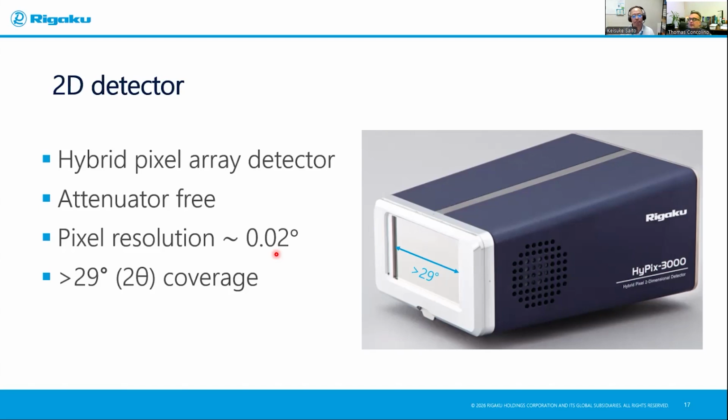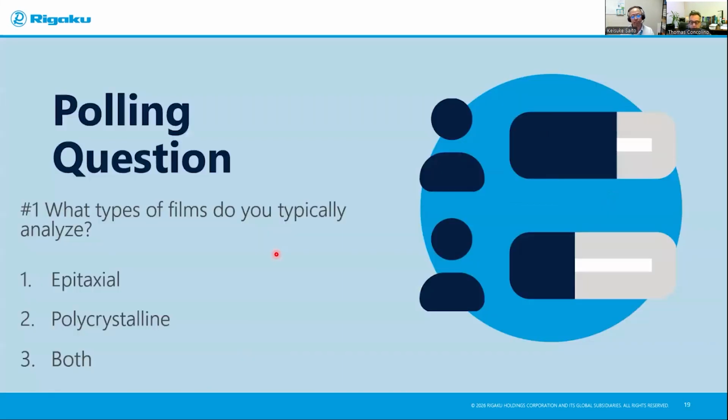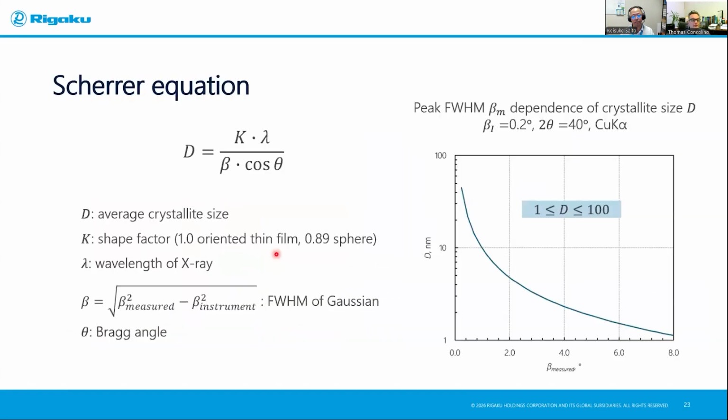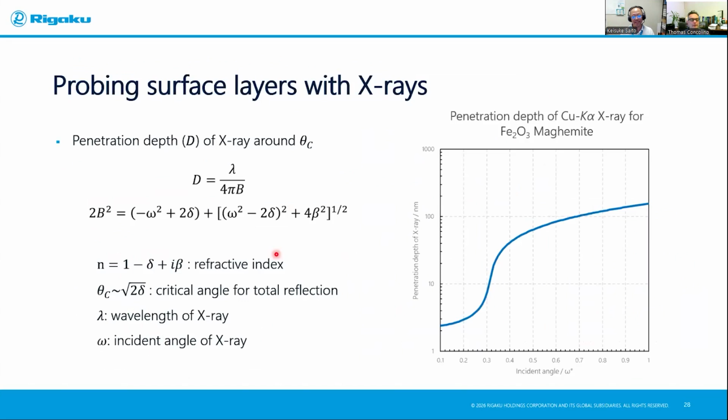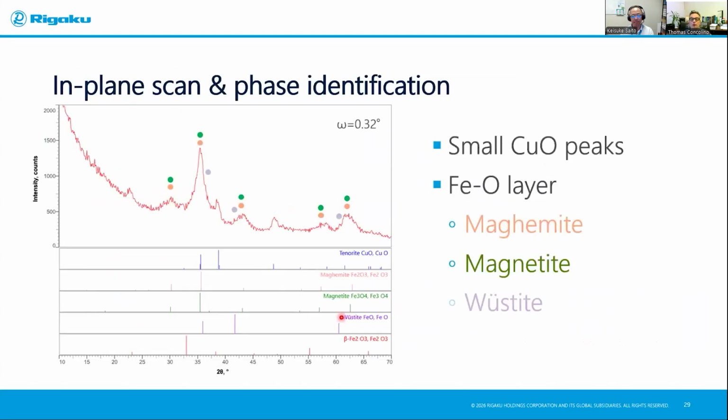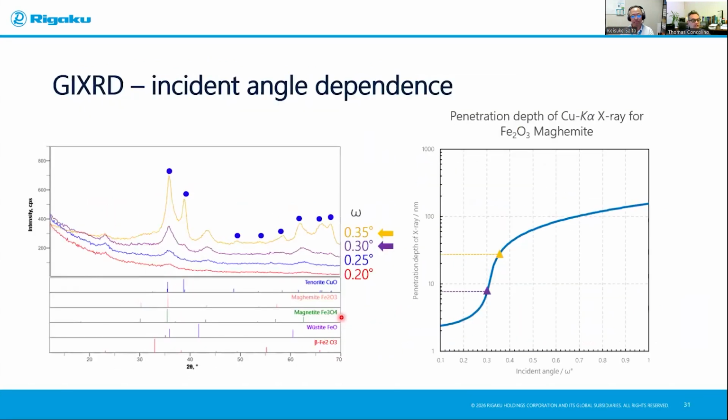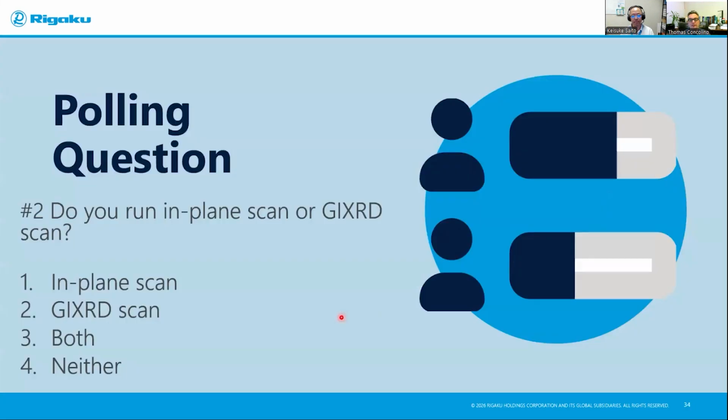Okay. All right. Very good. Let's move on to the polling question, to make sure you can finish your presentation. Okay, that's a good idea. I'm going to launch polling question number 2 while you bring that up on your screen. It's: do you run in-plane scans or GIXRD scans? The answers can be yes to GI, yes to in-plane, both, or neither.